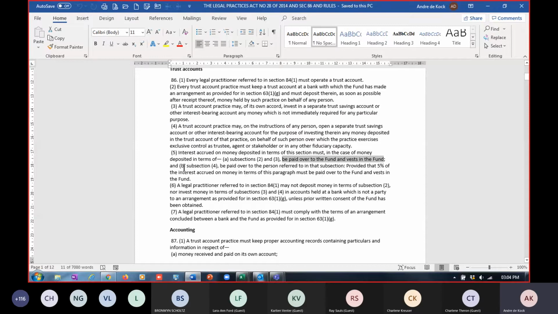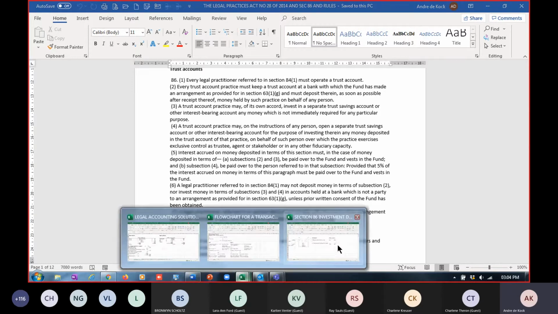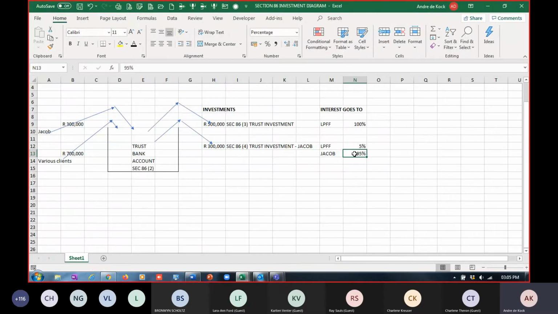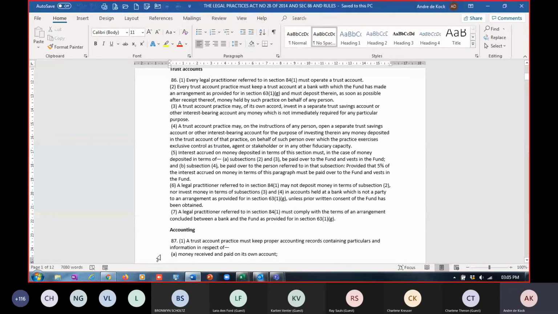Then it also says, in subsection 4, interest on subsection 4, which is the one on the instructions of any person, that must be paid over to the person referred to in the subsection, then colon, provided that 5% of the interest accrued on the money in terms of this paragraph must be paid over to the fund and vests in the fund. That is where I get the 95 and the 5 from. It comes directly from here.